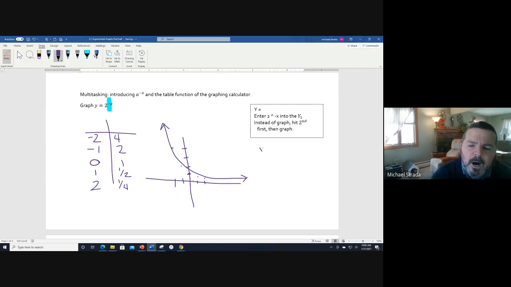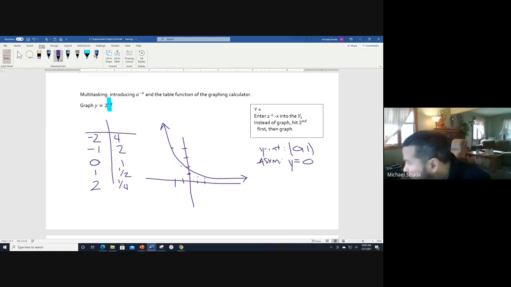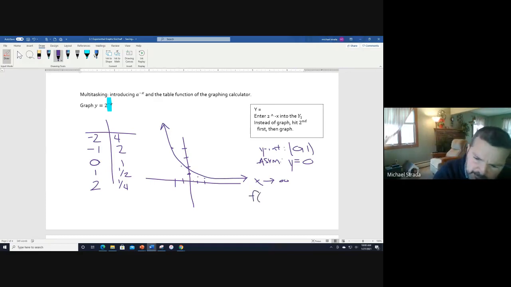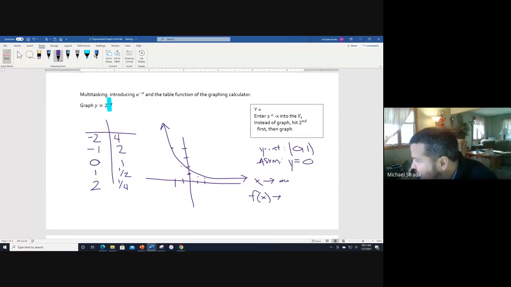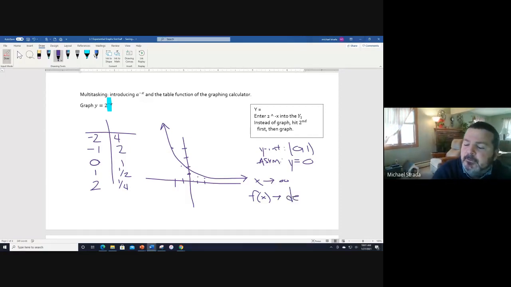Y-intercept, no surprise there: (0, 1). Asymptote, no surprise there: y equals 0. What you are going to have to answer, though, is whether it's an increasing or decreasing function. So basically, as x approaches infinity, you're going to have to answer what f of x does, and state whether it's increasing or decreasing. Because it's going down in value, that would be decreasing. All the other ones we've done thus far are increasing. So those are basically the three things you're going to have to do outside of the regular graph.